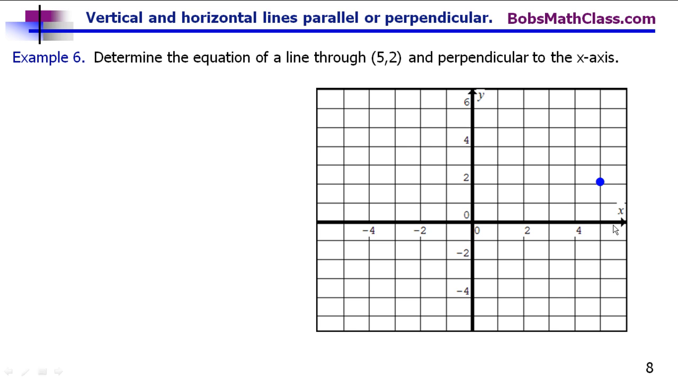So what kind of line are we going to draw? Right, we're going to draw a vertical line because it says perpendicular. So what's the equation of this vertical line? You got it. X equals 5.